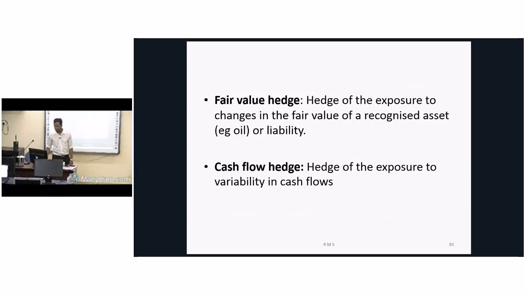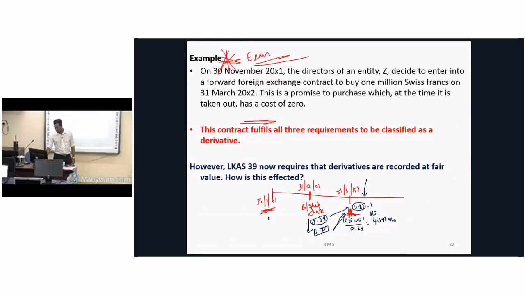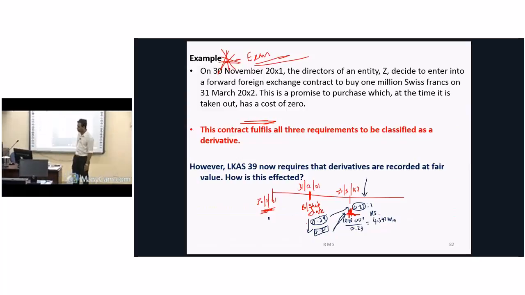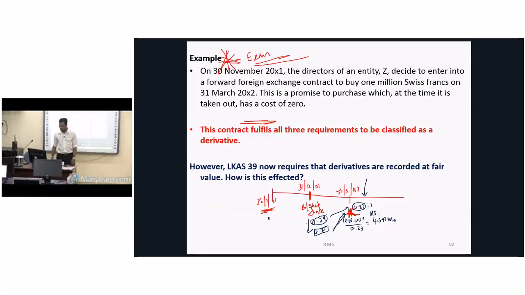One is fair value hedges and another is cash flow hedges. I'll take only one example to explain what's happening in hedging and how to account for these. I'm not going to teach you the pure fair value and cash flow hedges. Look at this example very simply: how to account for this. On 30th November 2021, the directors of an entity decide to enter into a forward foreign exchange contract to buy 1 million Swiss francs. Actually, this is a cash flow hedge.